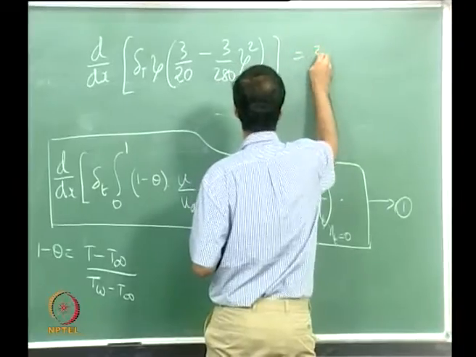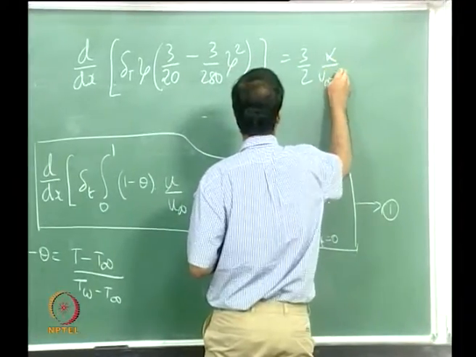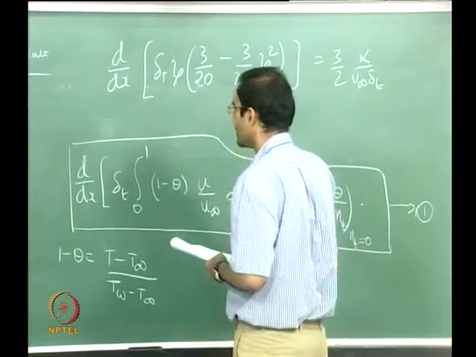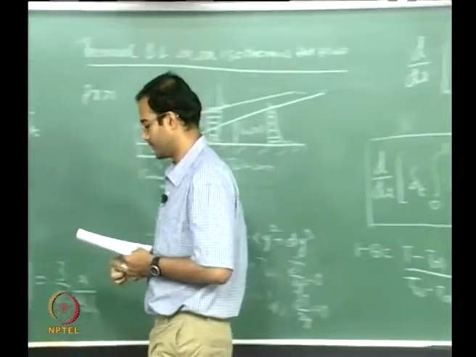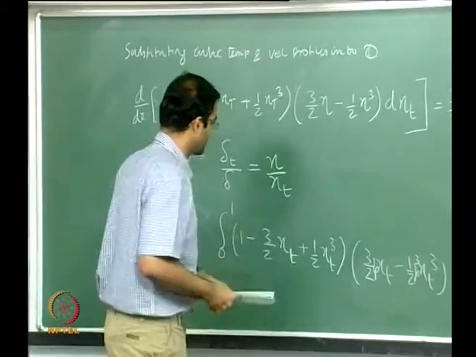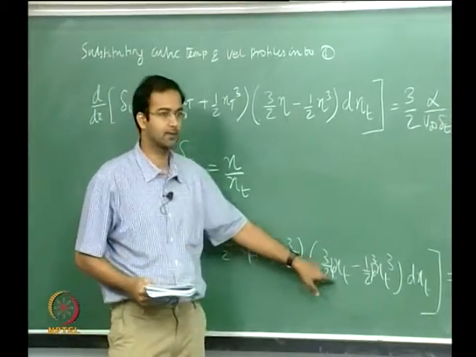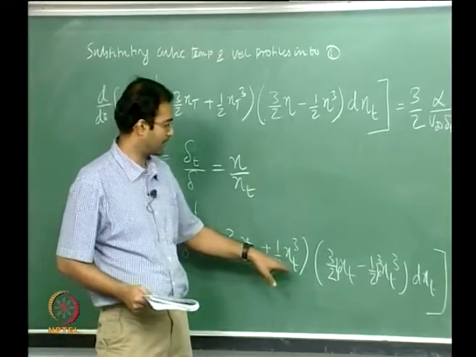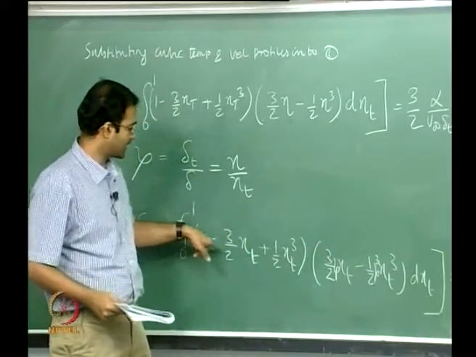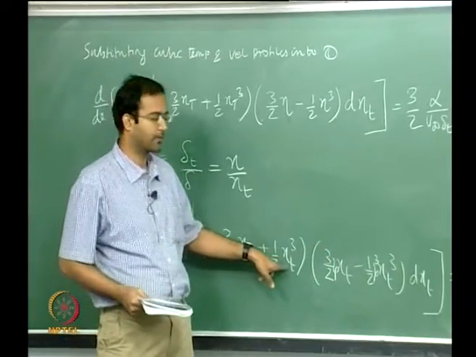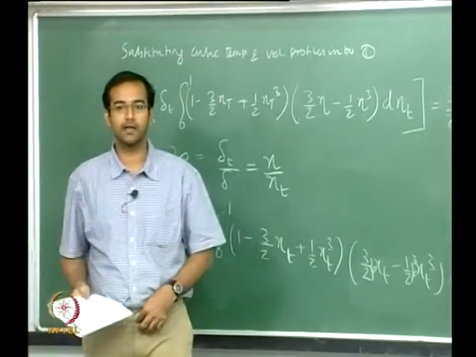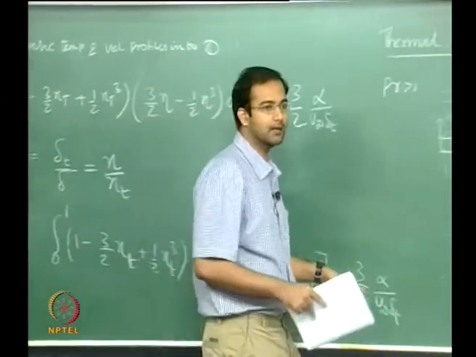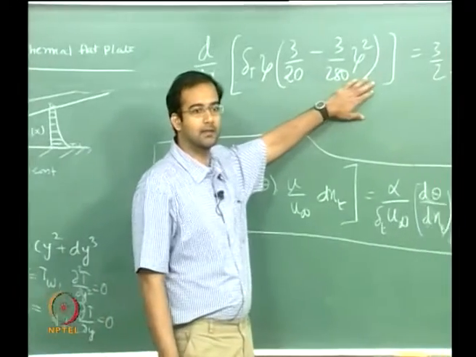On this side you have 3 by 2 alpha by u infinity delta t. If you integrate it, you can do that yourself. Each of these terms you have to multiply and integrate. So you have terms here eta, eta square, eta t power 4, again eta cube, eta t power 4, eta t power 6. You have to integrate each of them between 0 and 1. Finally the resultant solution will be independent of eta t, and this is what you will get.